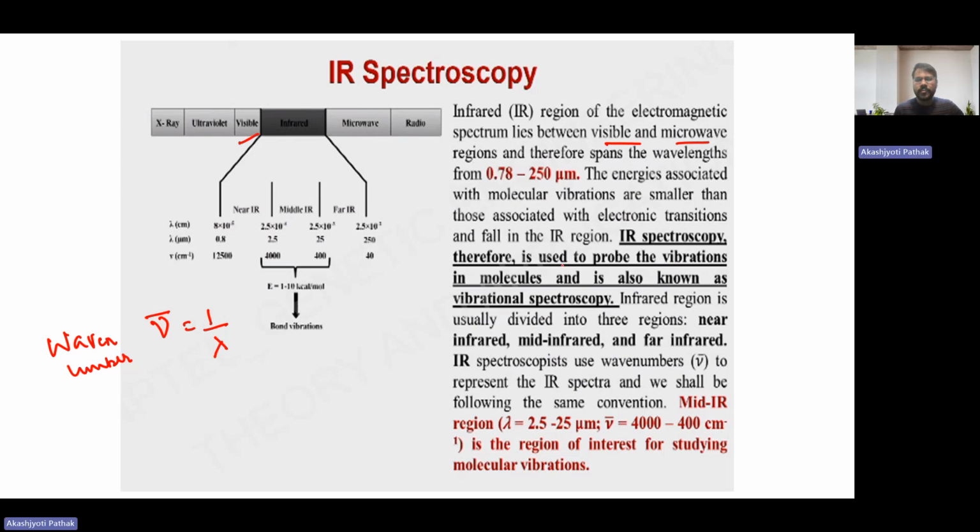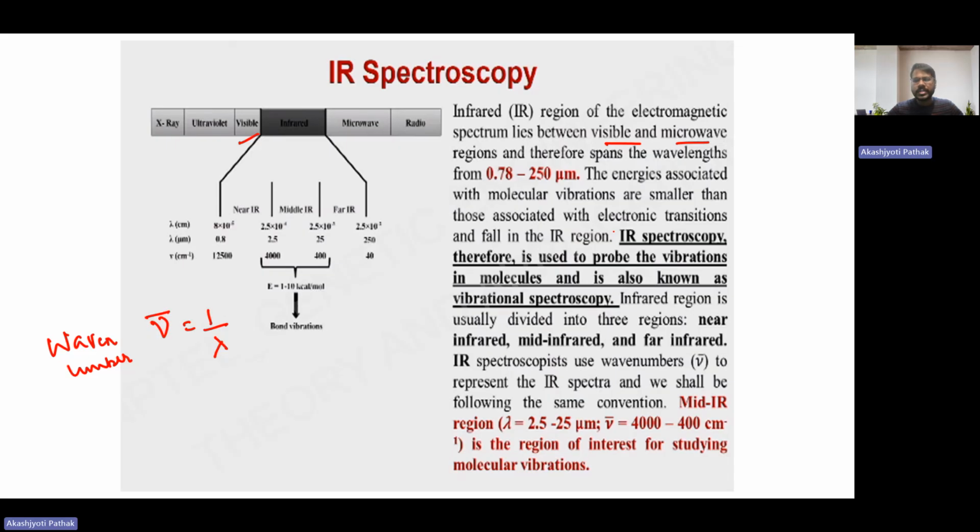So IR spectroscopy is therefore used to probe the vibrations in a molecule and is also known as vibrational spectroscopy. Why are we using IR spectroscopy? We are utilizing it to study the vibrations within a molecule. The molecular vibrations present in a molecule are the bending and the stretching. Bending is what we will look at in the next slide. To study those types of molecular motions, IR spectroscopy is used.